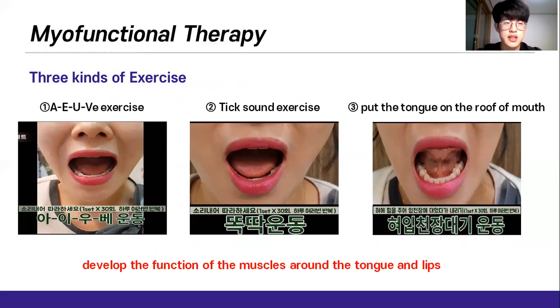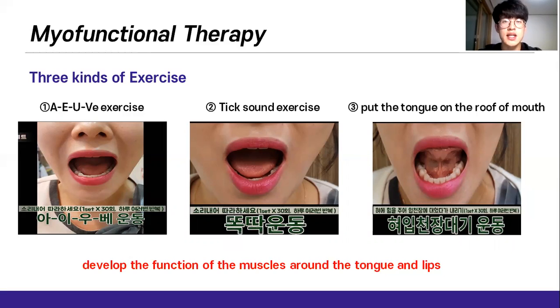There are 3 kinds of exercises. The first exercise is the A, I, U, V exercise. Like its name, this is an exercise that makes the A, I, U, V sounds. During this procedure, the tongue moves a lot, which develops the function of the muscles around the tongue.